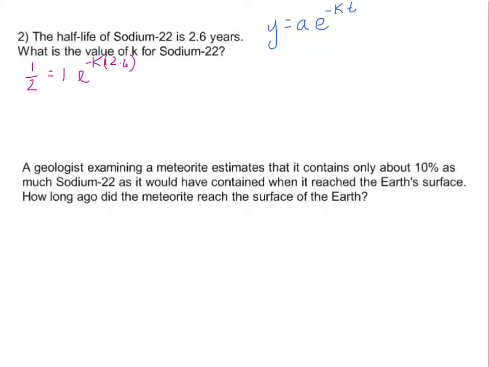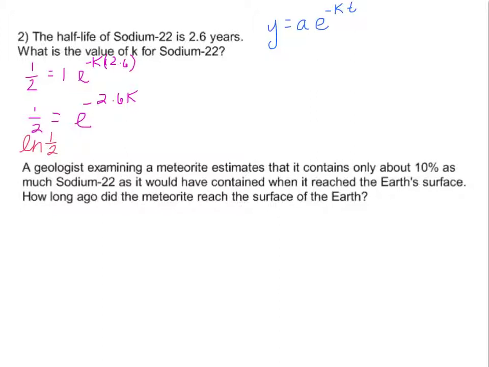Well, dividing both sides by 1 isn't going to change anything, so this would be 1/2 equals e to the negative 2.6k. So then from here, we could certainly take the natural log of both sides, or we could just write this in terms of natural logs. I'll show you both ways.